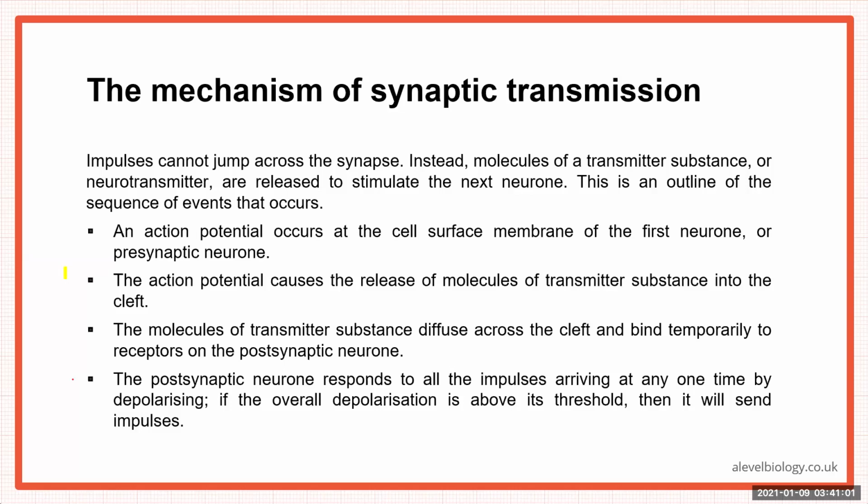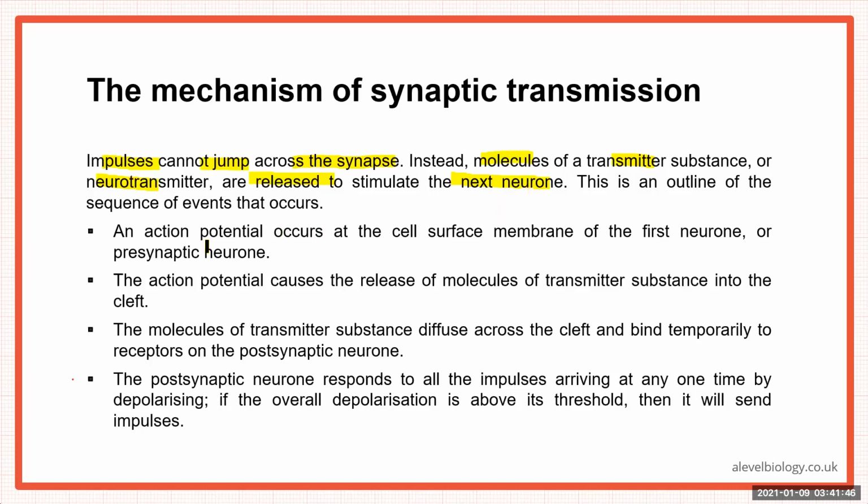So let's talk about this mechanism of synaptic transmission in detail now. These impulses, as we just discussed, cannot jump across the synapse, right? Instead, molecules of the transmitter substance, or a neurotransmitter, are released to stimulate the next neuron. Just like in a myelinated axon, where nerve impulses jump across the nodes of Ranvier, that is not going to happen across the synapse. Here, the neurotransmitter will do the job. It will be released, and it will stimulate the next neuron. So this is a basic outline of what events occur, and we'll talk about these events in detail.